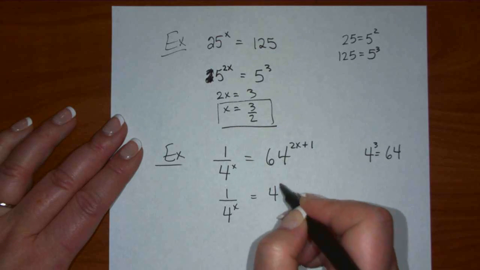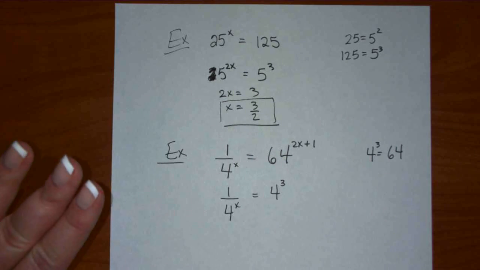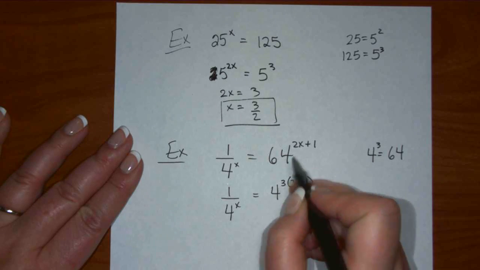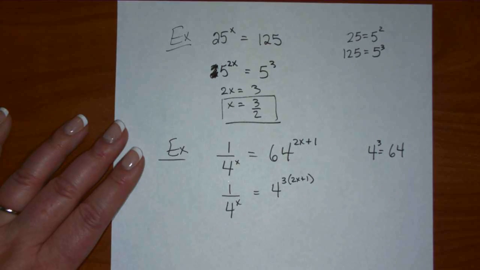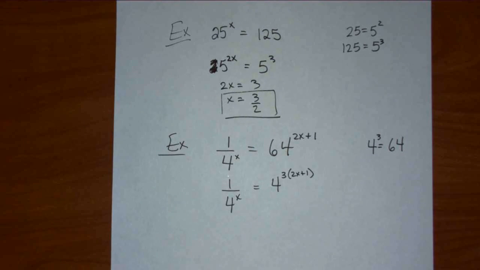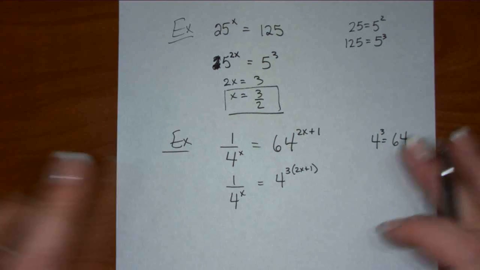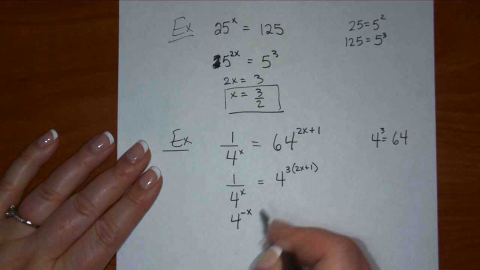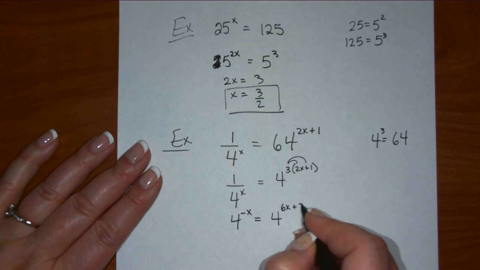Now, what about this? How would that go with that cube? In a bracket, exactly. Because this is 64 to that whole power, so it has to be 4 cubed to the whole power. Now, we can't compare exponents yet because the bases have to be the same, and right now this is a 1/4. How can we write it so that it's a 4? It's on the bottom. If we move it up, this would be 4 to the minus x. 6x plus 3. And now the bases are the same.